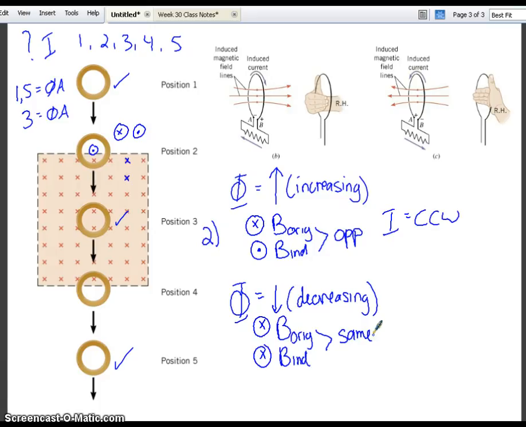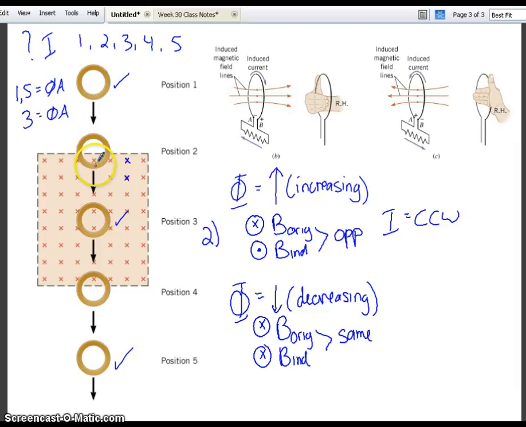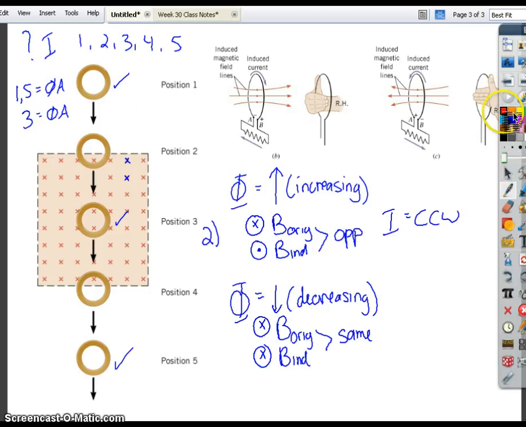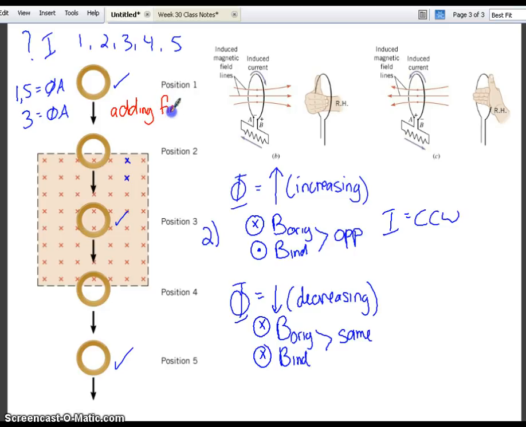So let me go over this one more time because I feel like I probably just lost some of you. In this example up here, as the ring was entering the magnetic field, we were adding field lines. We were increasing the magnetic flux. The current wants to oppose that. If we're adding, the current wants to make it subtract.